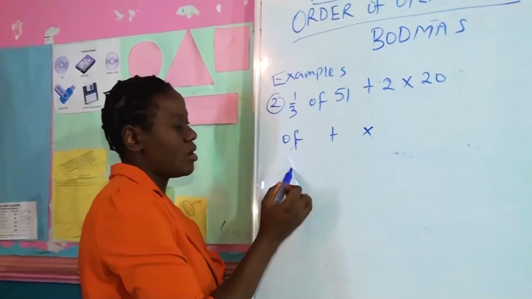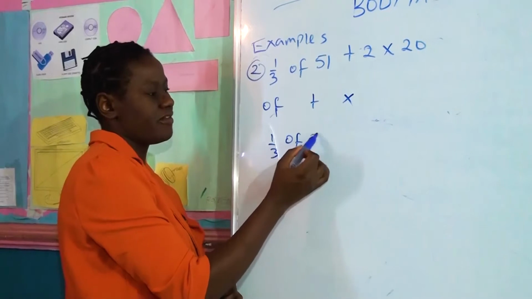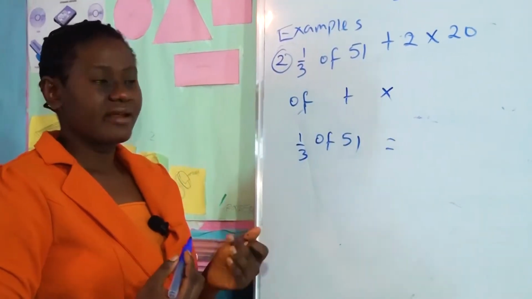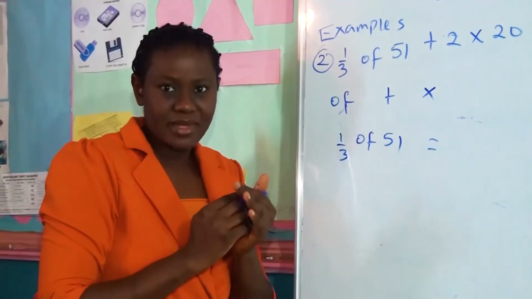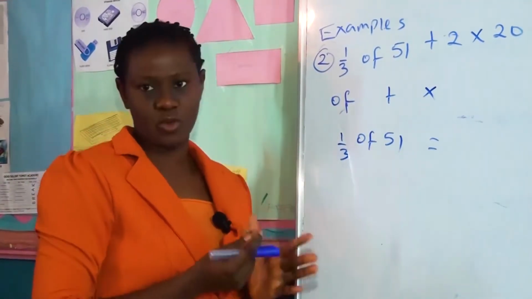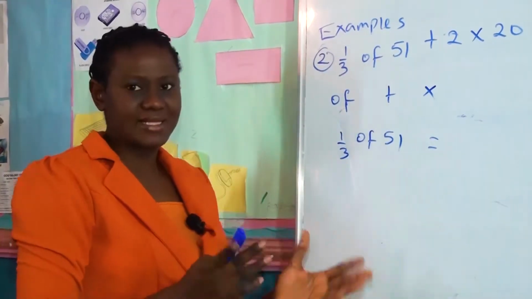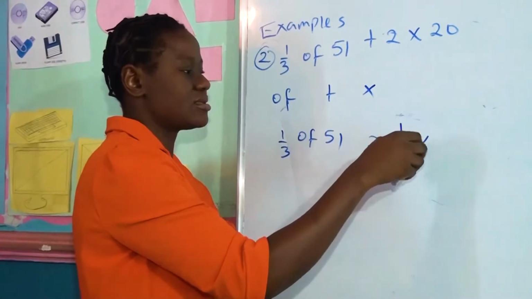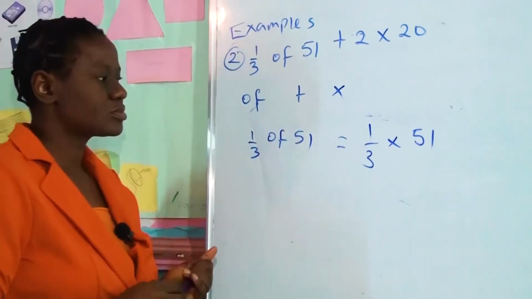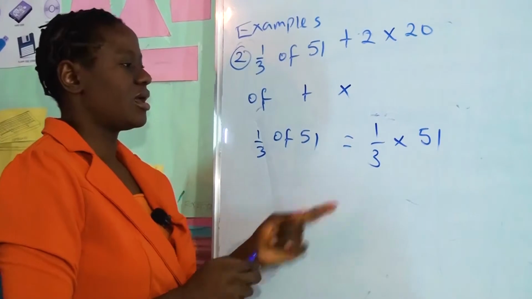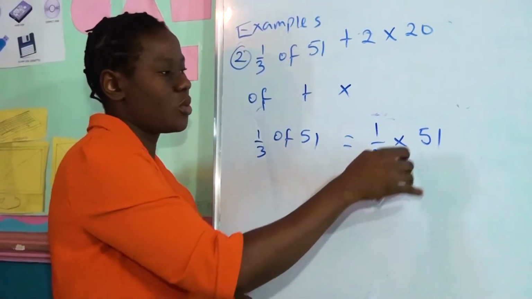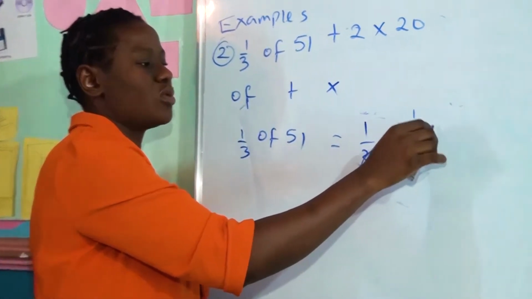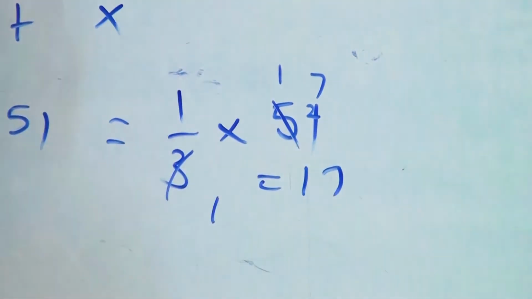So we come to 1 over 3 of 51. 1 over 3 of 51 is like 1 part out of 3 parts of 51. You share 51 into 3 parts and take 1 part of it. So it's a multiplication: 1 over 3 times 51. Now, how many 3 can we find in 51? 3 in 5 is 1, and then remainder 2, 3 in 21 is 7. So we have 17 here.